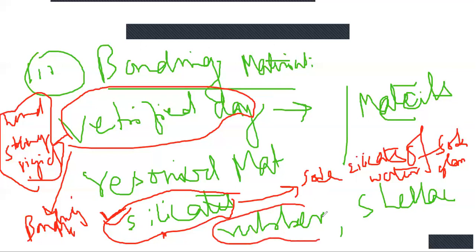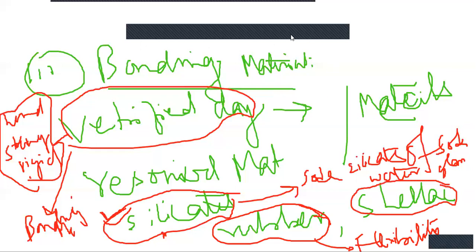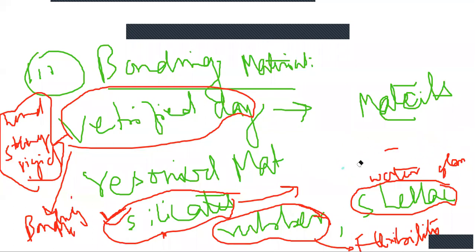Now rubber. Rubber is used as a bonding material for flexibility. Okay, now shellac bond. Shellac bonds are used for making thin and strong wheels possessing some elasticity.